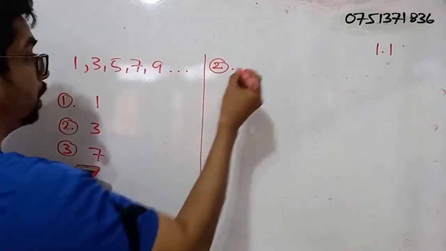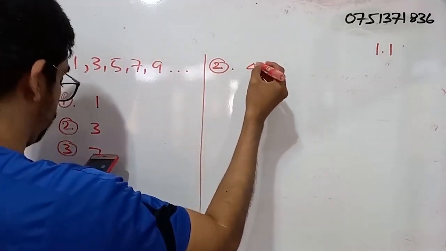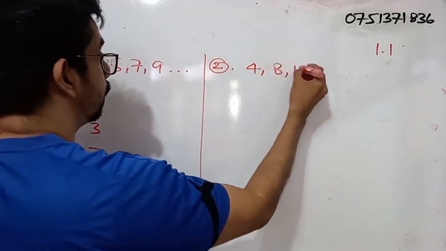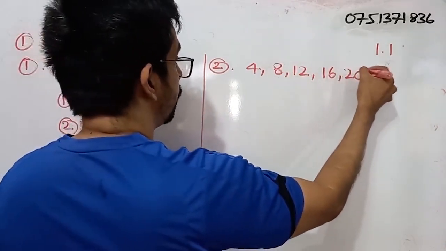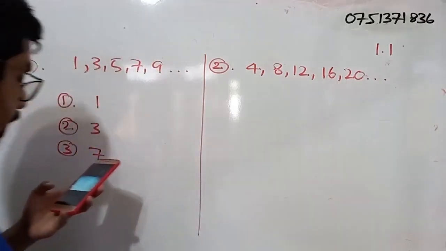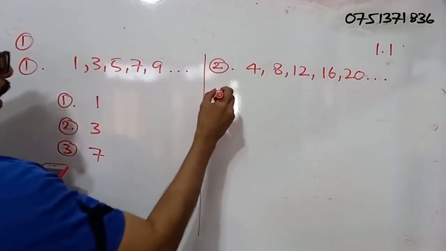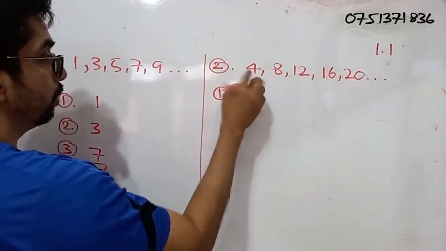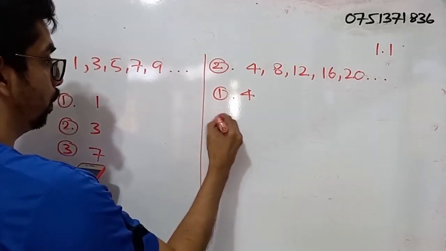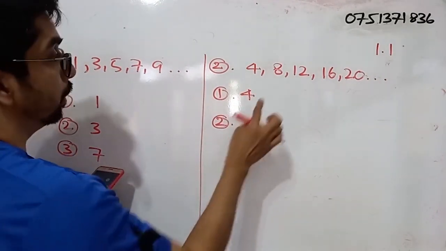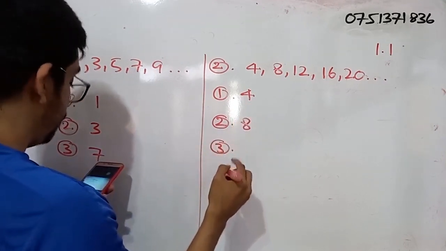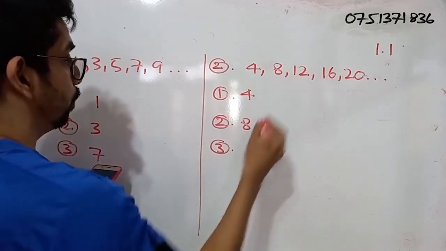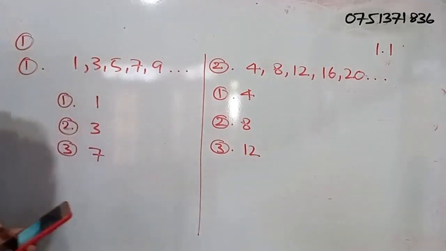There also we have been given a number pattern 4, 8, 12, 16, 20. Right. So the first term, this is the first term which is 4. Then the second term which is 8. Part 3 they are asking the third term which is 12.